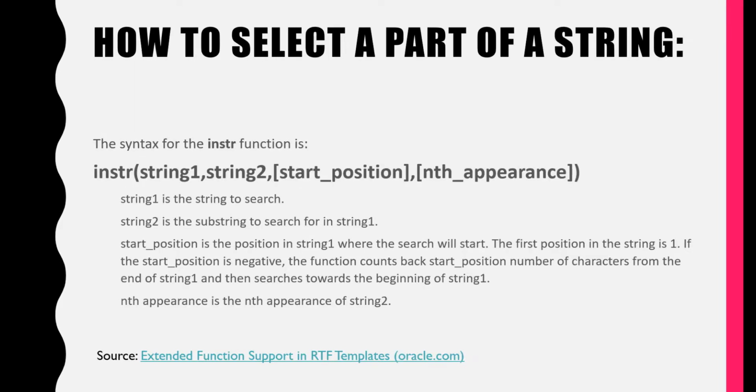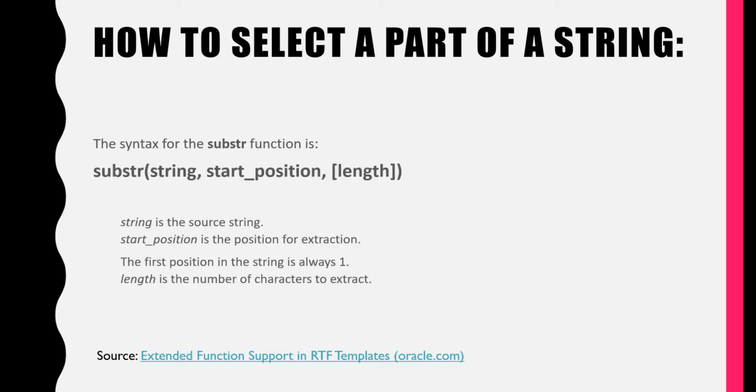The syntax for the instr function is as follows. String 1 is the string that we want to search on, string 2 is the substring to search for in string 1. The starting position in string 1 is where the search will start. The first position in the string is 1. If the start position is negative, then the function counts backwards that number of characters from the end of string 1 and then searches toward the beginning of string 1. Nth appearance is the nth appearance of string 2.